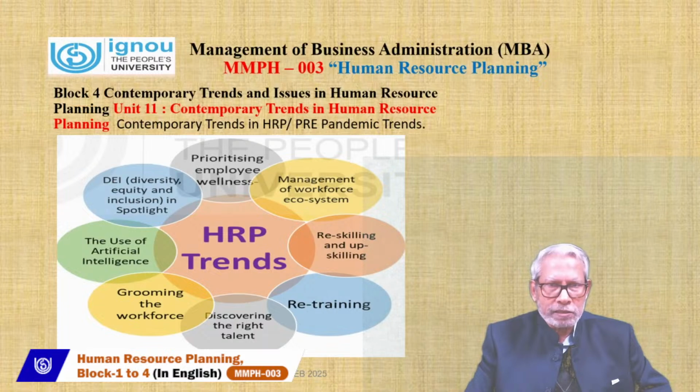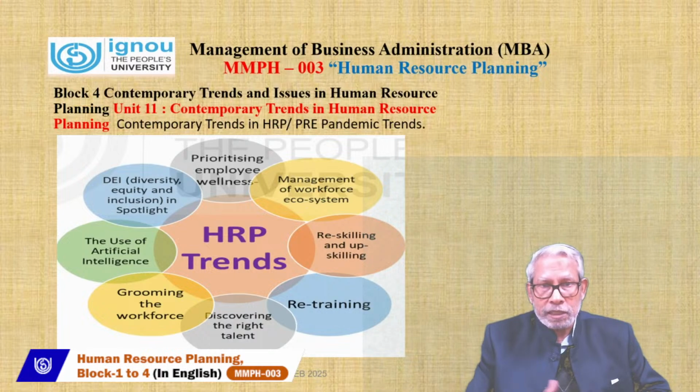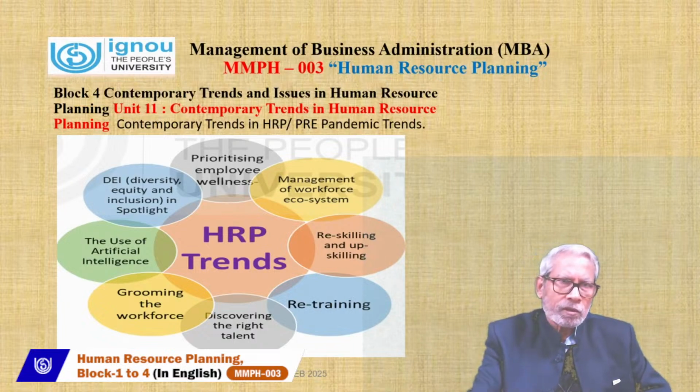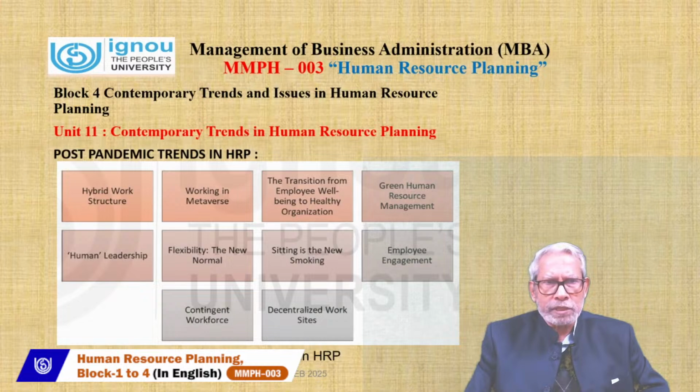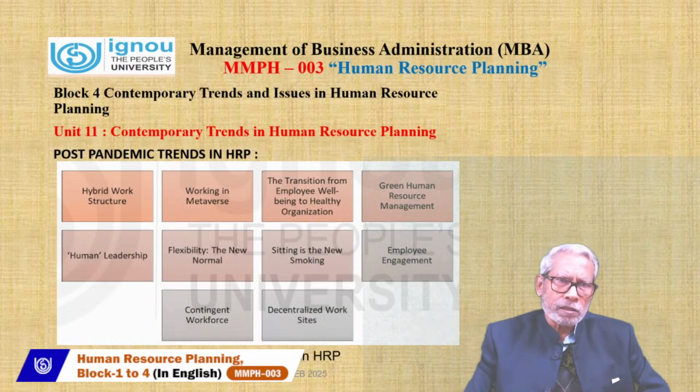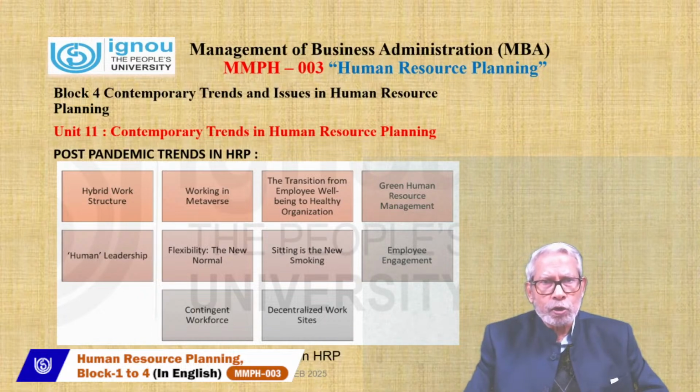You have to prioritize things: management of workforce ecosystems and retraining. Skilling is also an important part. So these are basically all the pre-pandemic trends we have seen. Now some post-pandemic trends are also there. Hybrid workers are important now, and then working in the metaverse, then green human resource management. So all of these topics are trends that basically arrived based on this post-COVID period.